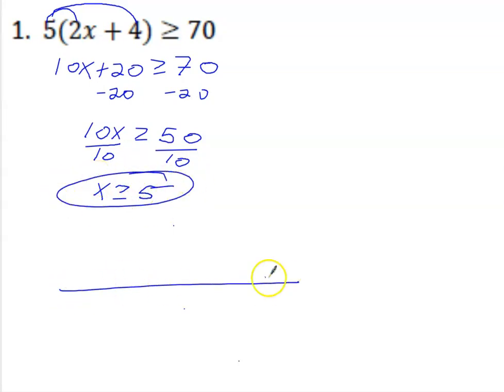Now I want to graph this on a number line. So I put my 5 down. It's going to be a closed dot because I have the or equal to part. And I am going to shade over to the right because it is greater than, and numbers to the right of 5 are greater than 5.